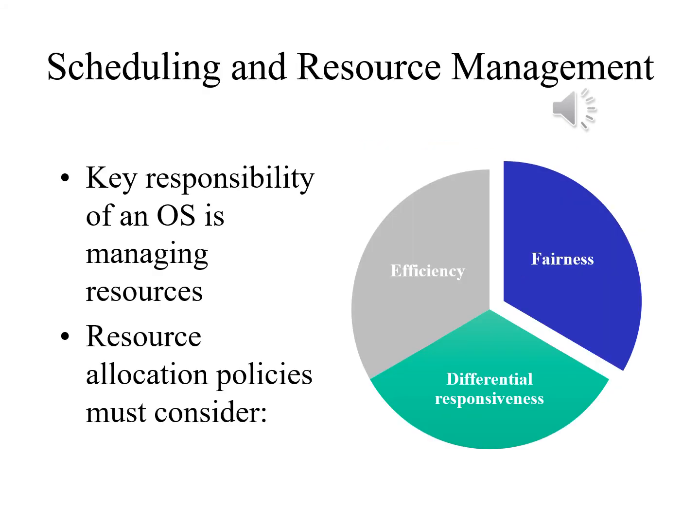A key responsibility of the operating system is to manage the various resources available to it, namely main memory space, input-output devices, and processors, and then to schedule their use by the various active processes. Any resource allocation and scheduling policy must consider 3 factors.